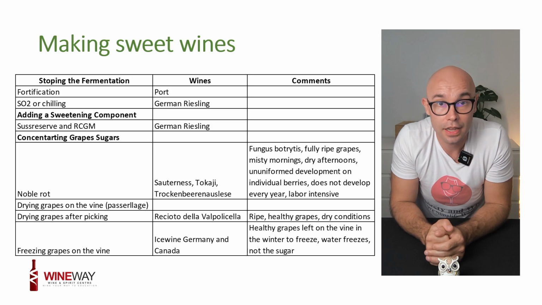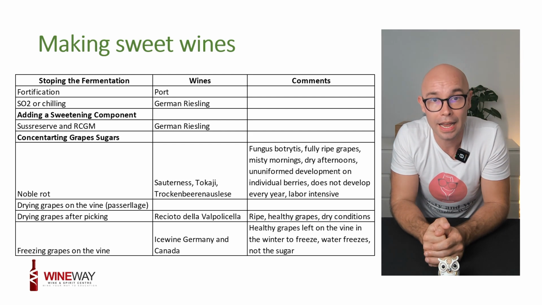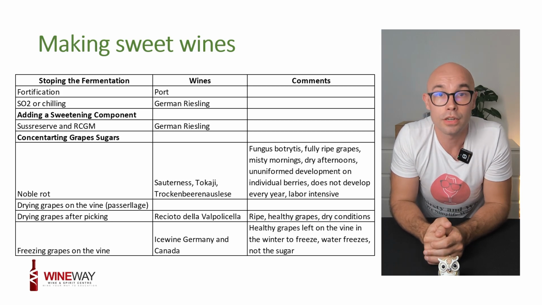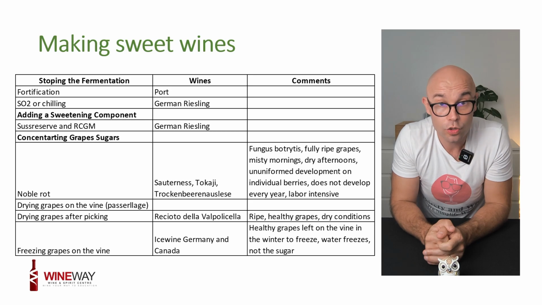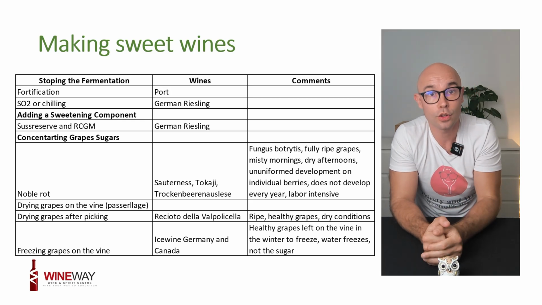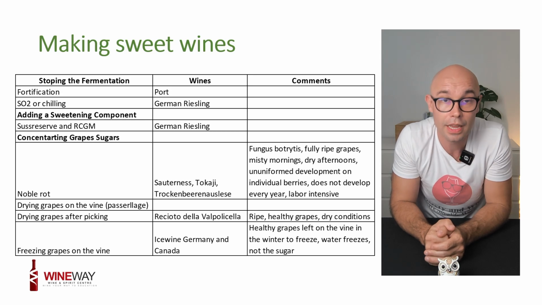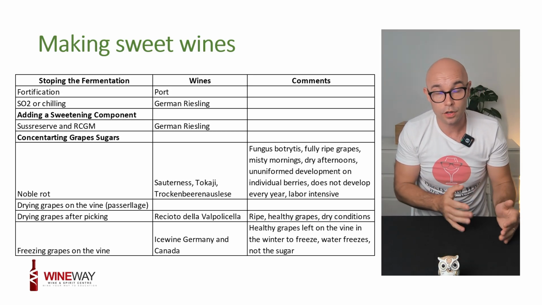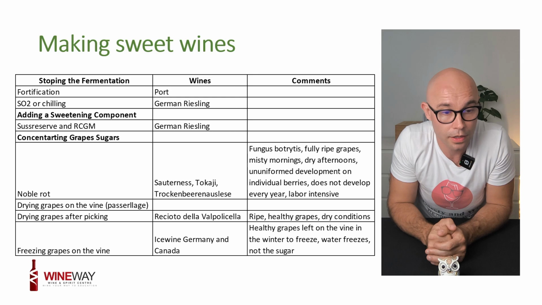So fortification is done for port. It is done during the fermentation by adding additional high alcohol spirit, which increases the alcohol in the must. This kills the yeast and stops the fermentation. SO2, sulfur dioxide, and chilling can also stop the fermentation, and this is usually done for German Riesling. And then after that, usually the wines are going to be filtered in order to remove any yeast or bacteria affecting the wine in the bottle.